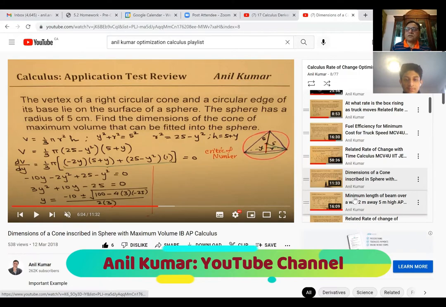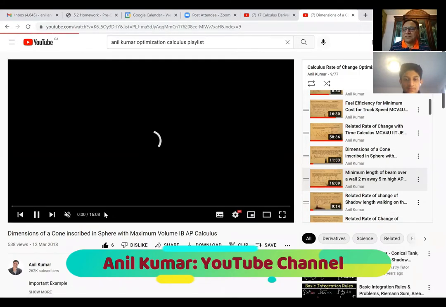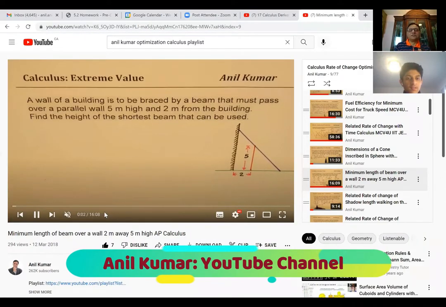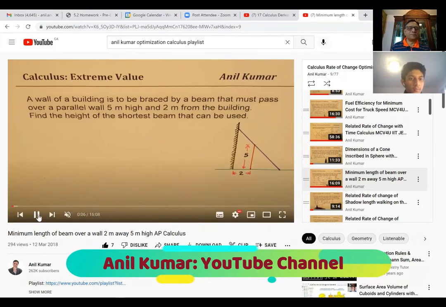So now let's go and take another question, which is the beam, right? Read the question, please. Yes, sir. A wall of a building is to be braced by a beam that must pass over a parallel wall 5 meters high and 2 meters from the building. Find the height of the shortest beam that can be used. Correct. So this is kind of a barrier, right? And that's the wall. And 2 meters and 5 meters is given to you.